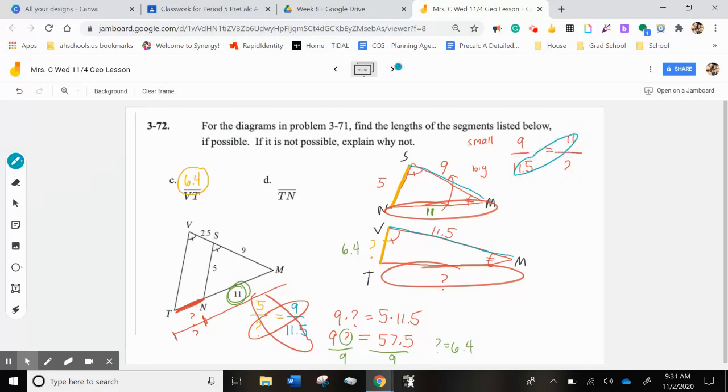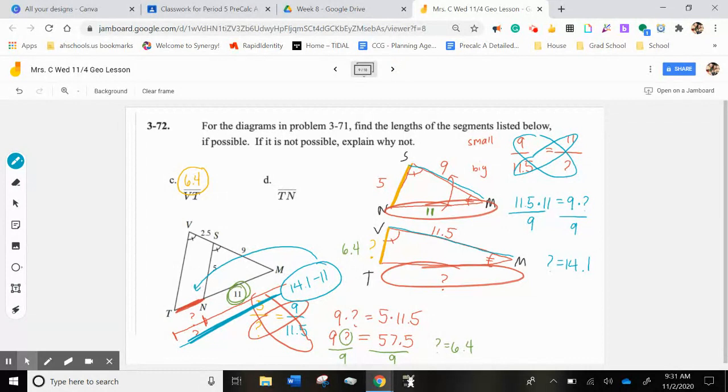Sometimes when there's not a nice zoom factor, you will have to do cross multiplication. So make sure you understand how to do cross multiplication. And I could type that whole thing into my calculator, 11.5 times 11 and divide by 9. So that big side is equal to about 14.1. So if this whole thing is 14.1, I need to subtract off the 11 to get TN. So TN is equal to about 3.1 units.